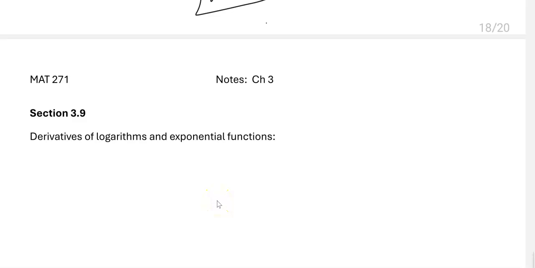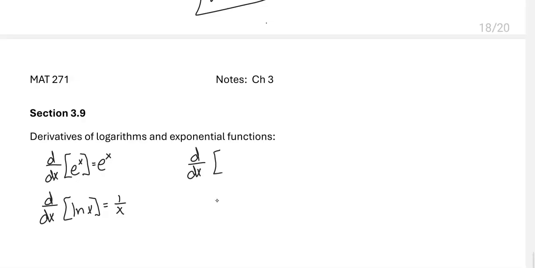In this video, we're going to look at derivatives of logarithmic and exponential functions. So if we want to take the derivative of e to the x, it's going to be e to the x. The derivative of the ln function, ln of x, is going to be 1 over x.